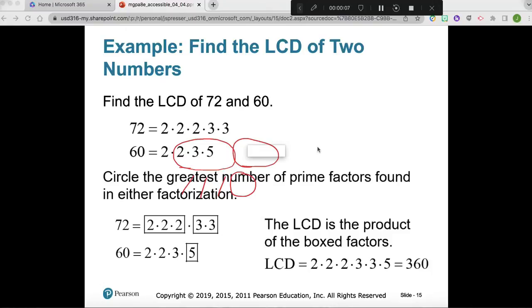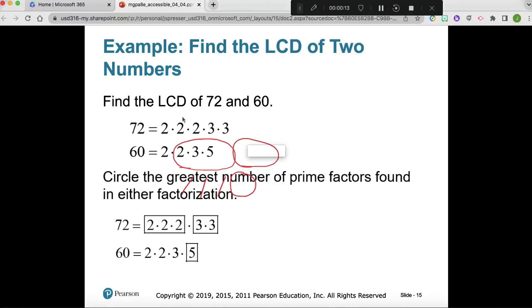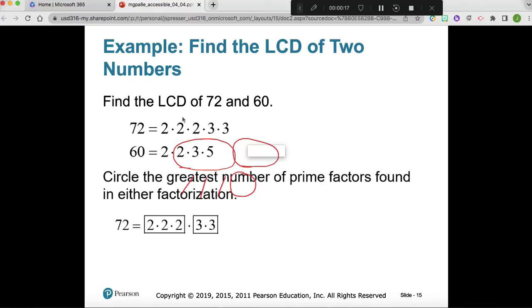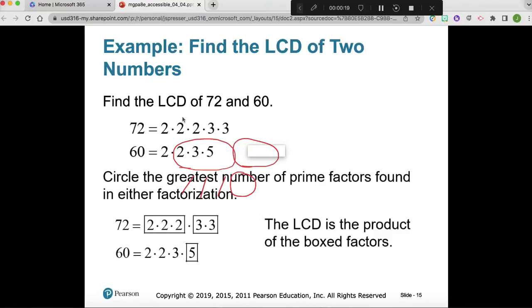So when we multiply all of those together, I don't even know what I was circling there, but obviously they've moved. When we multiply all those together, we find out that the common denominator is 360. So if you were listing factors, that would take a long time to get there. That would be a good reason to figure out how to use this way. But we'll talk about that more tomorrow.